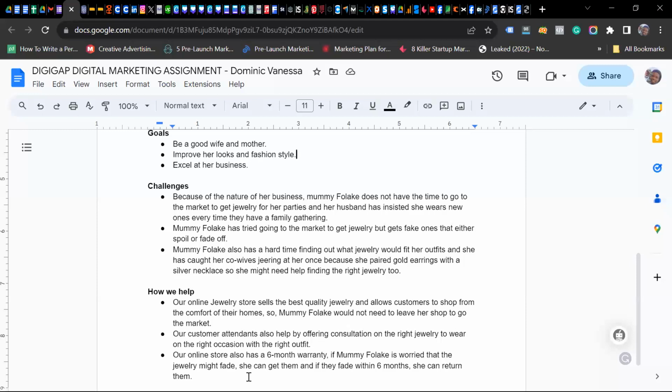proposition. Give her the confidence to want to buy, right? To want to buy because she knows that she might be able to return them if they fade off, because that is one of the fears of her target audience. She knows the expectations that the person is trying to meet. She knows the fears that the person has, and she tries as much as possible to use her online jewelry store to target all of this.